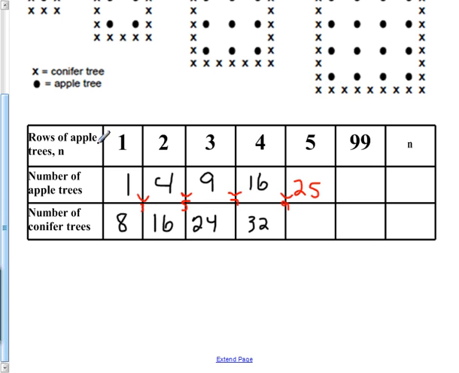And the one thing I notice is if we take 1 times 1, that's 1. If we take 2 times 2, that's 4. 3 times 3 is 9. 4 times 4 is 16. 5 times 5 is 25. So if it's 99 rows, it'll be 99 times 99. And the way we write that quickly is just 99 squared.